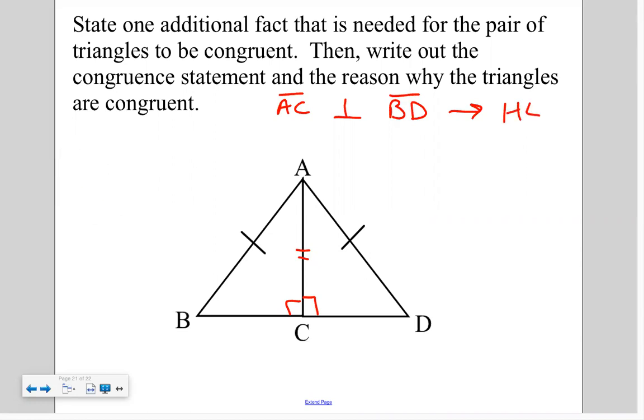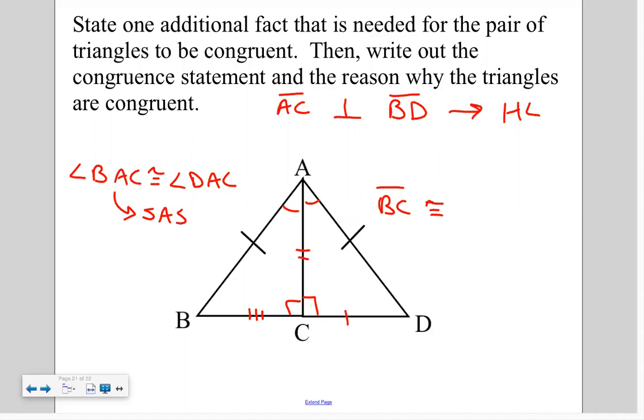Probably a little easier one might be angle BAC is congruent to angle DAC. And that would lead to side angle side. Another one you could do here would be BC. So this segment is congruent to DC. And that would let us use side, side, side.